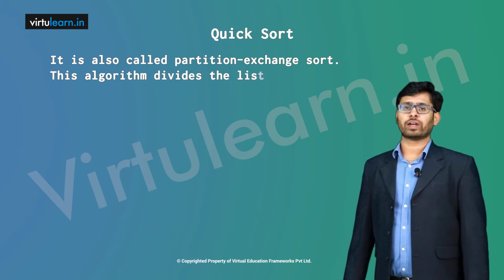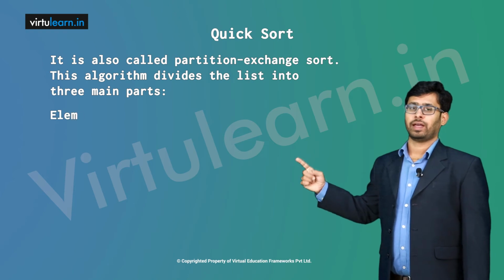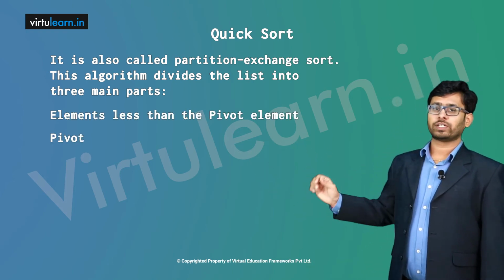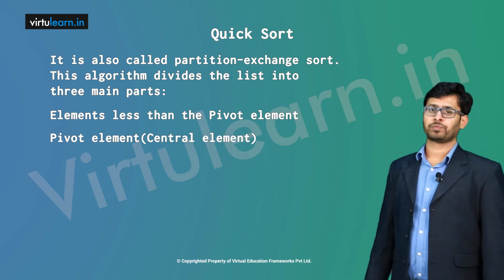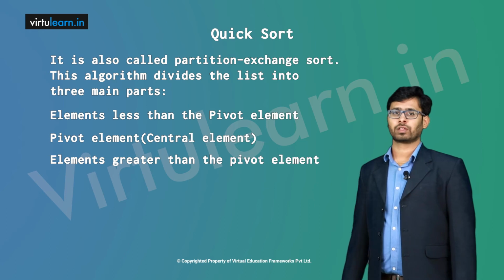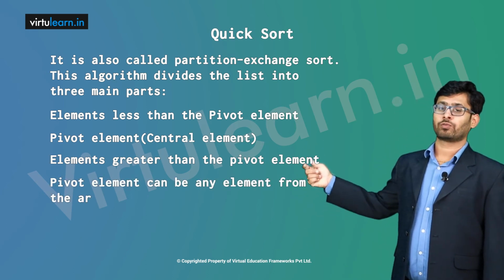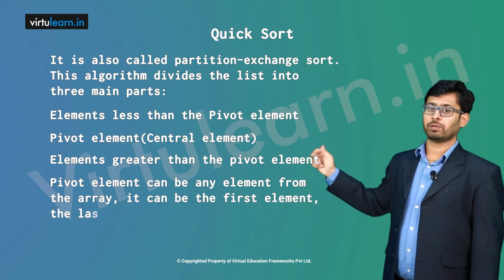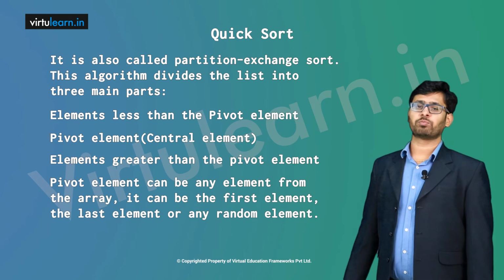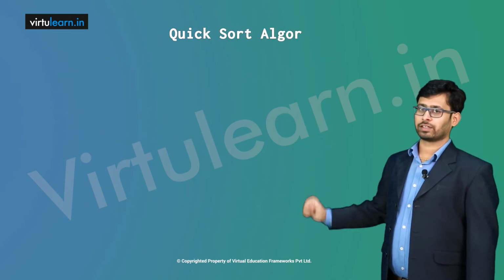This algorithm divides the list into three main parts. The first one is elements less than the pivot element, then the pivot element as the central element, and then elements greater than the pivot element. So here the pivot element can be any element from the array. It can be the first element, the last element, or any random element. So it all depends upon the requirement. So let us see the quick sort algorithm.